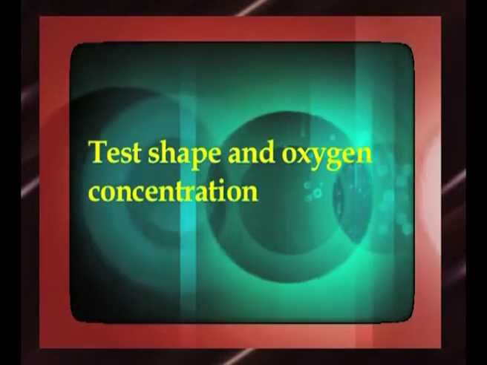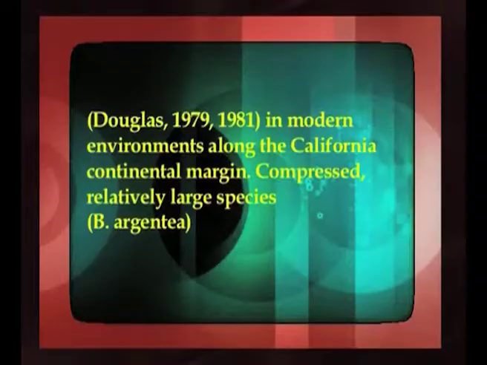Number 2, test shape and oxygen concentration. Test morphologies of some closely related species of the foraminifera genus Bolivina differ in patterns apparently related to oxygen concentration. Douglas in 1979-1981 in modern environments along the California continental margin. Compressed, relatively large species like B. argentea are typical of low oxygen environments.